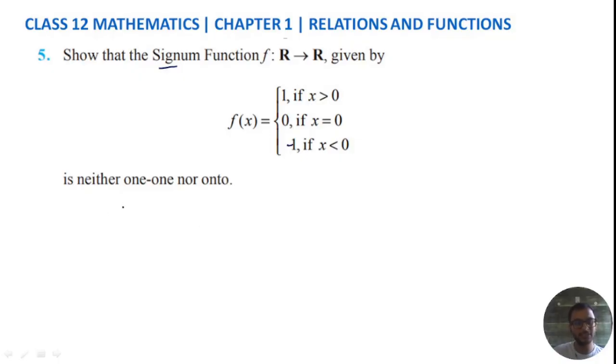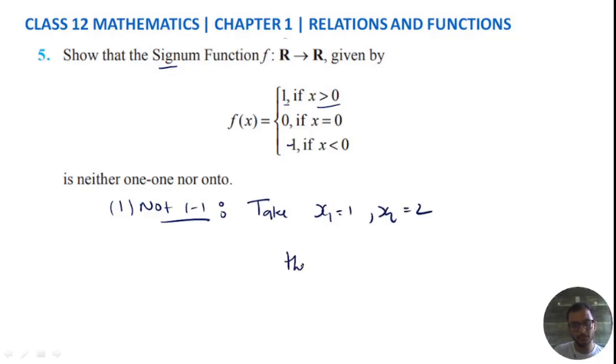This is very easy. I will do it for you. First, not one-one. As you can see, for every positive number it is taking only one value. So take any two positive numbers. Take x1 equals 1 and x2 equals 2. Then f of x1 is equal to 1, which is the same as f of x2, but x1 is not equal to x2, which gives that the function is not one-one.